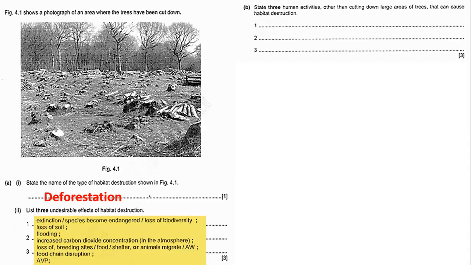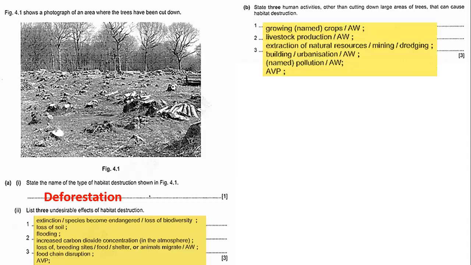State 3 human activities other than cutting down large areas of trees that can cause the habitat destruction. You can mention any other way that we destroy habitats from the colored table that we already discussed, like monoculturing, livestocking, mining, all pollution. Any valid point also will be accepted.